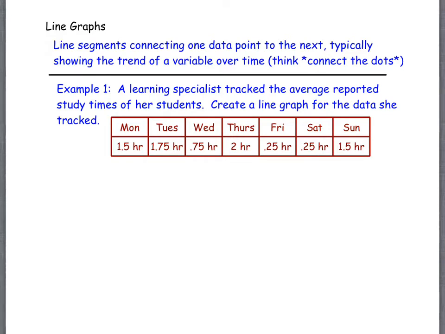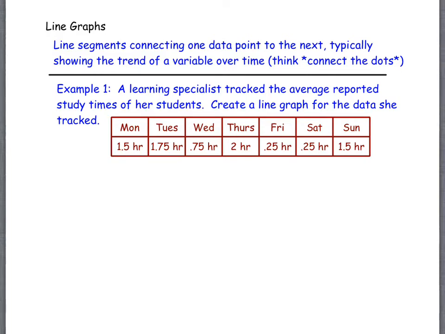A line graph has line segments connecting one data point to the next, typically showing the trend of a variable over time. And you should think about when you were a child, or maybe you've been playing with your nieces and nephews or brothers and sisters or whatever recently, and you think connect the dots, okay? So when kids first learn to connect the dots, they do it with straight edges between things, so it ends up looking a little bit boxy, you know what I mean? That's what a line graph looks like. It looks like a bunch of little bitty segments drawn straight between them. There's no curving going on here.